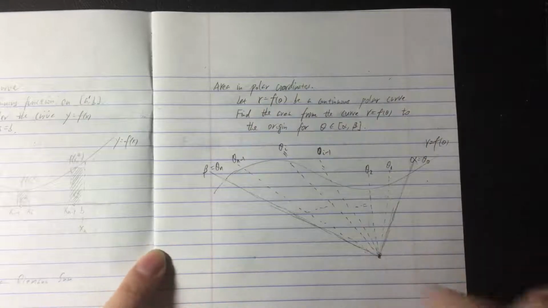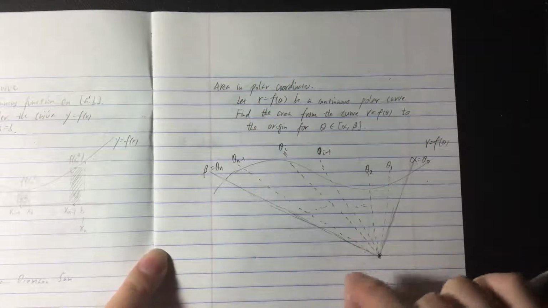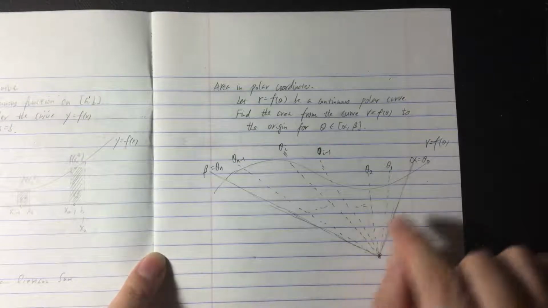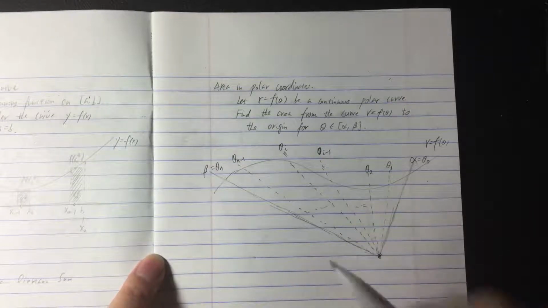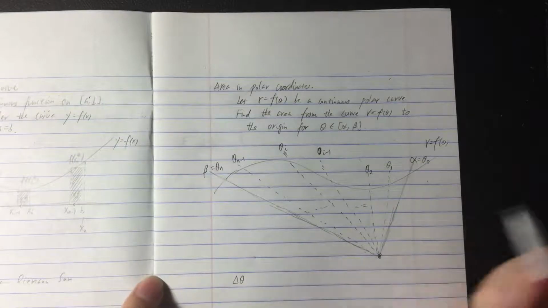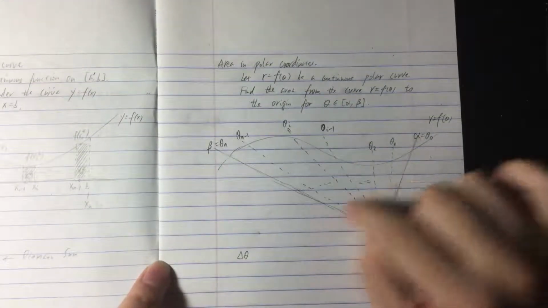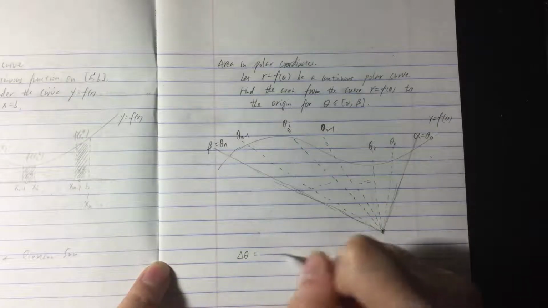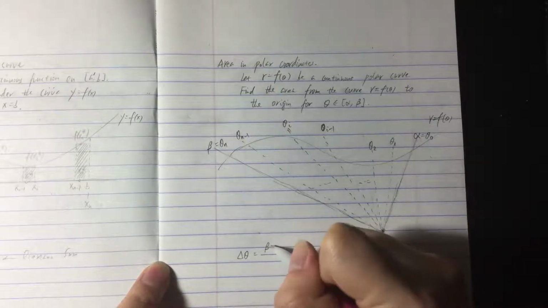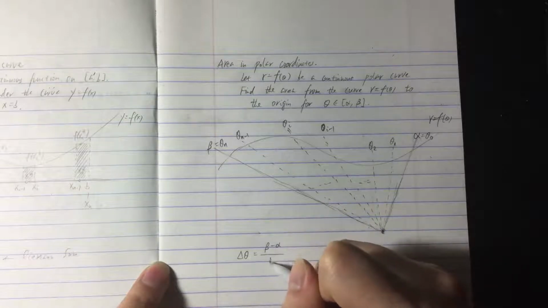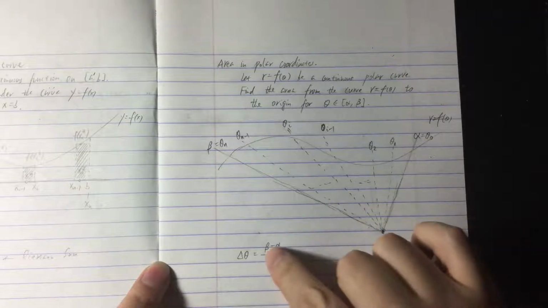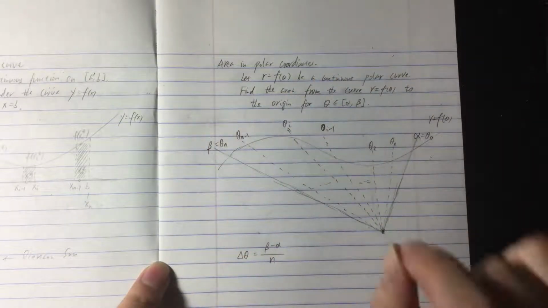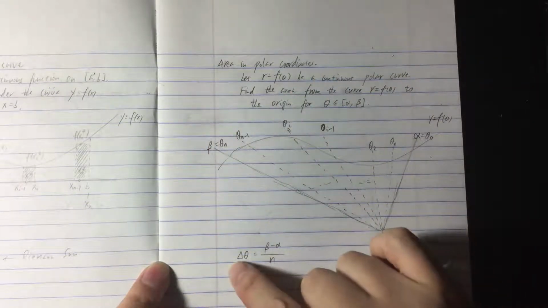So here I divide this angle into n sub-angles. Assume the measure of every sub-angle is the same, called delta theta. Then delta theta equals the total angle measure, beta minus alpha, divided by the number of sub-angles n. That's delta theta.